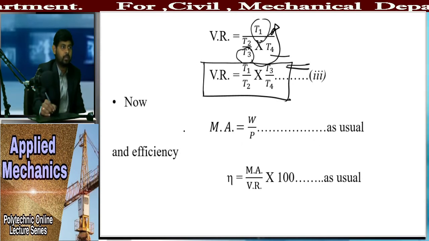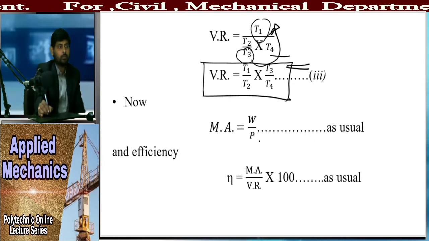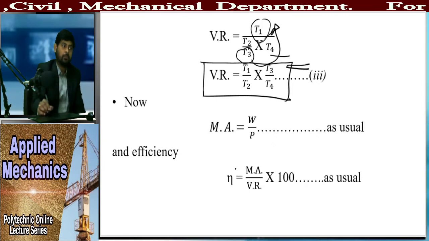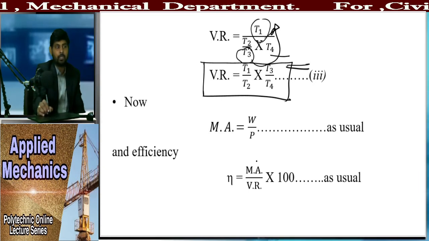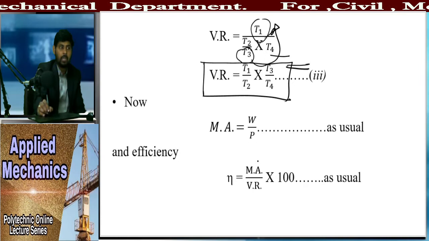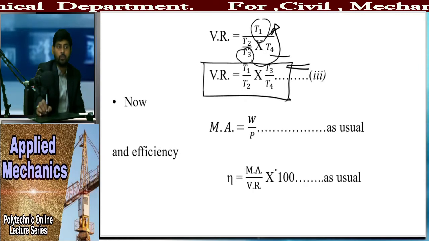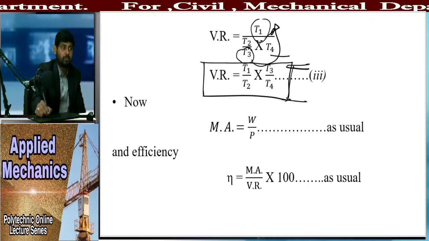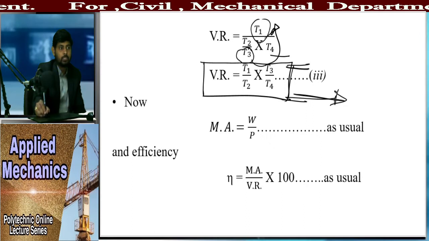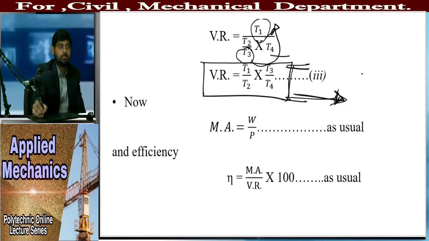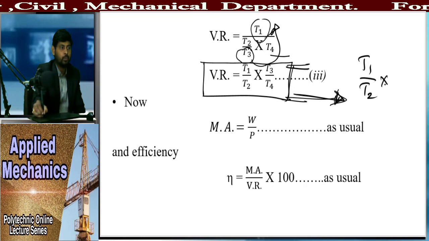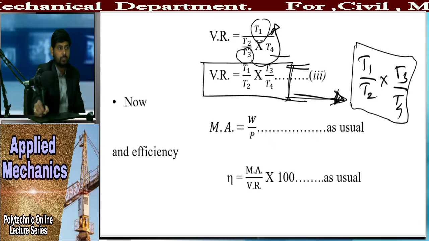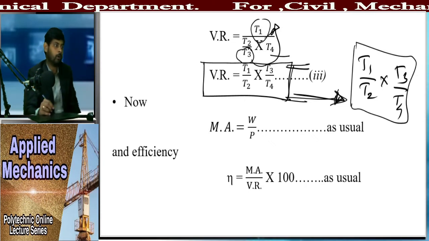Now mechanical advantage is equal to W upon P, as usual, as we took in the previous problem, and the efficiency is also as usual, as we took in the previous machine, that is the MA upon velocity ratio into 100. From this we know the velocity ratio of a geared pulley block is T1 by T2 into T3 by T4. This term is very important for you. On the basis of this term we have to solve a number of problems.